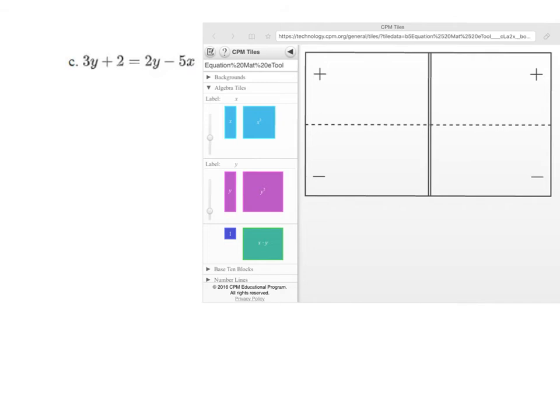Now let's take a look at problem 5-3C. Pause the video now and set up your equation mat so that it reads 3y plus 2 is equal to 2y minus 5x.